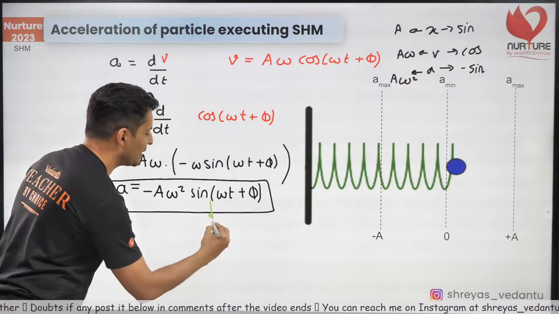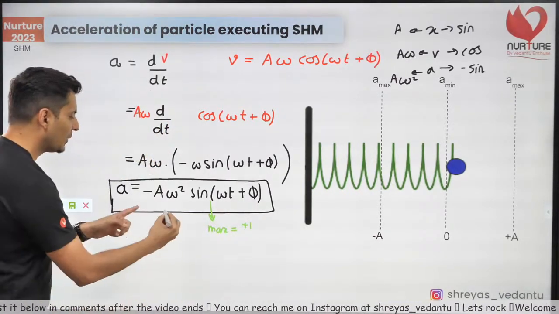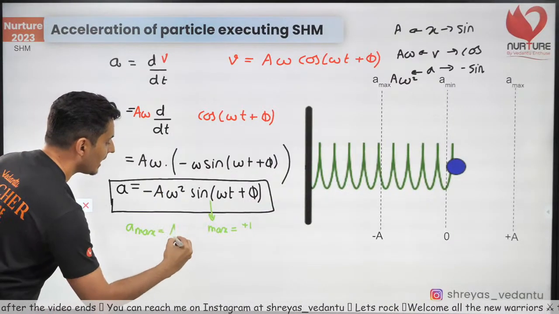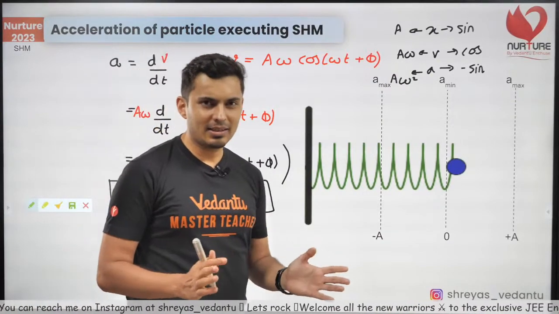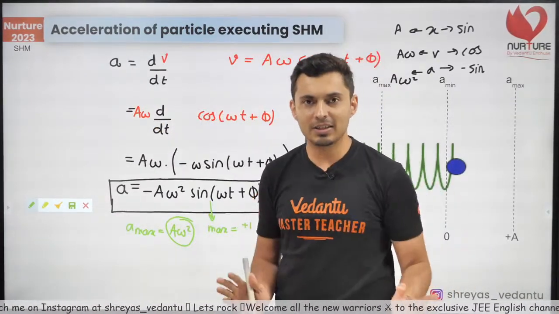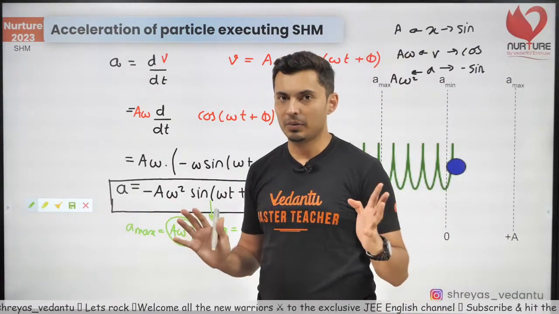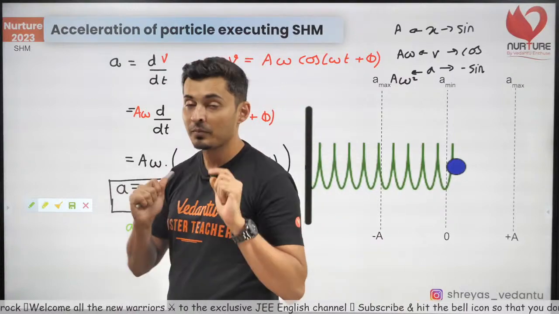The max value of sine is obviously plus 1. So the max value of acceleration will be a omega square. Understand that. Don't worry about that minus sign. The minus sign just gives you the direction. It is not going to give you the magnitude. So magnitude wise, the max acceleration is a omega square.